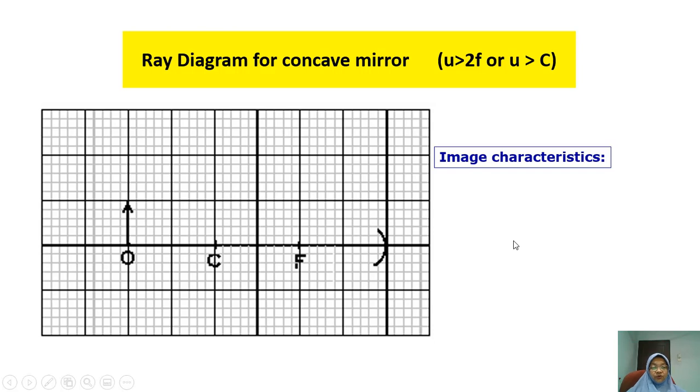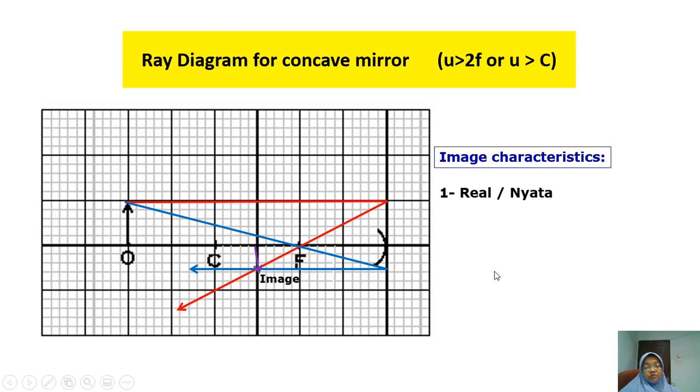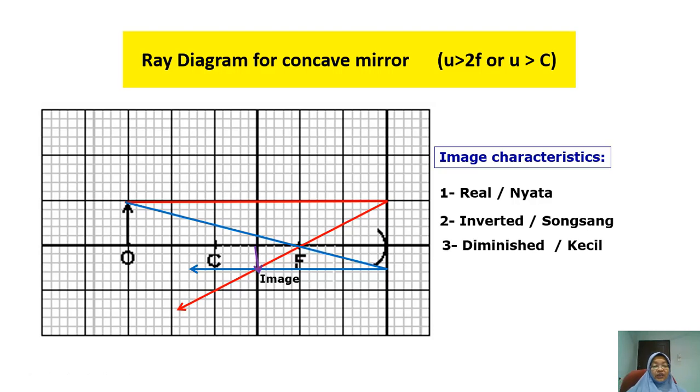Okay. So how to draw for the five distances? We start with U larger than 2F, or U bigger than C. So this is the object. Now this is F, C. The object is at U larger than C. So we have two lines here. One goes straight, goes to F, passes through F, and goes straight. The intersection will give you the location of the image. So the image is inverted. It should be real, inverted and diminished. V is the location of the image, in between F and 2F.